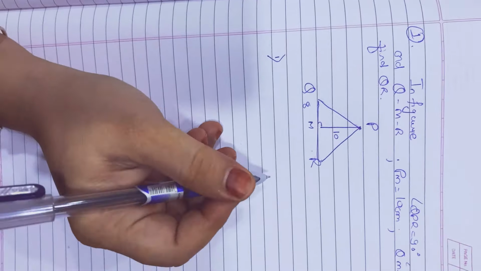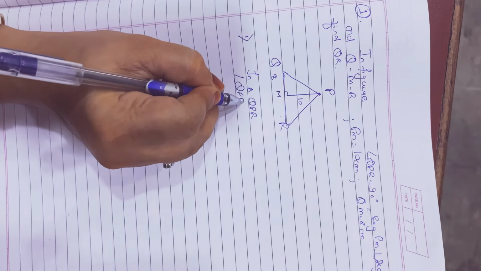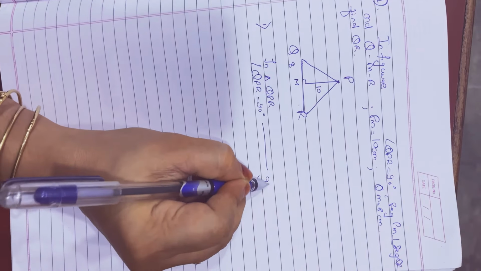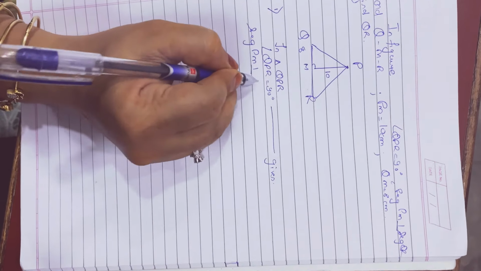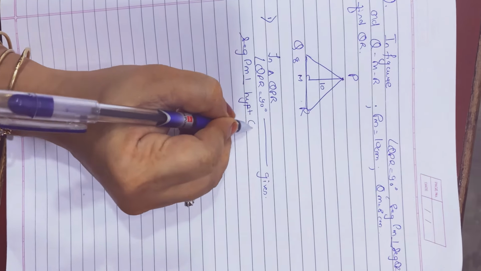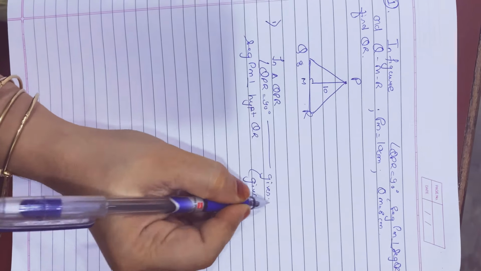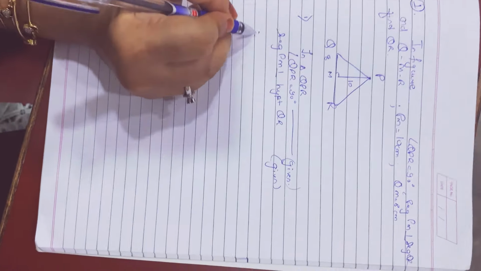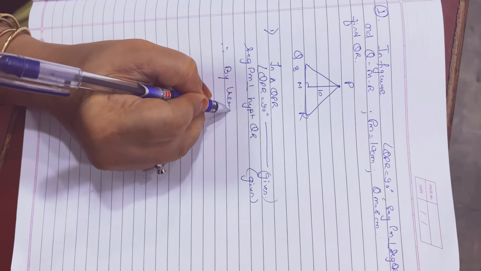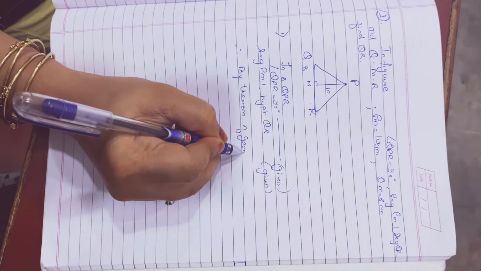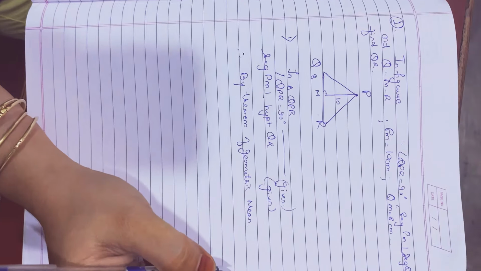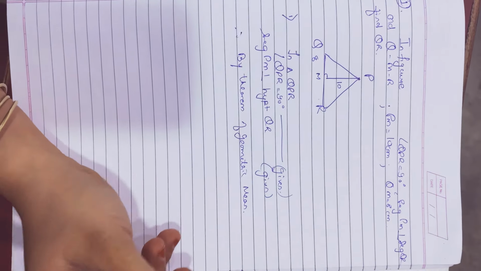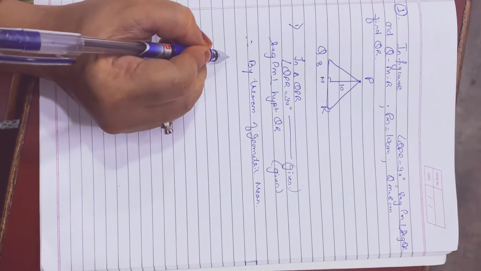Solution. First, in triangle QPR, angle QPR is equal to 90 degrees. That is given to you. Second, PM is perpendicular to hypotenuse QR. That is also given to you in the question. Now, by the theorem of geometric mean, we can find QR. We have to solve the question.